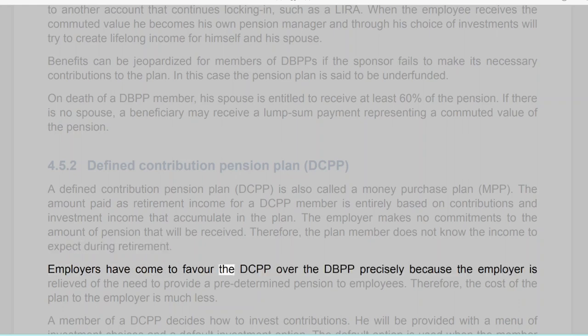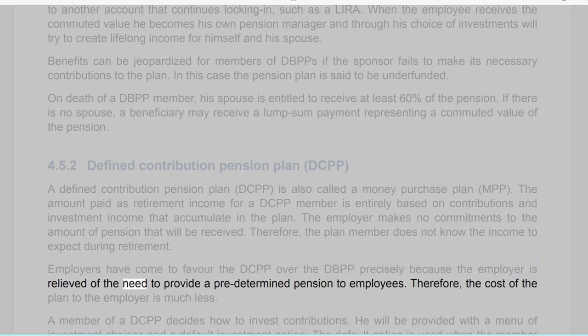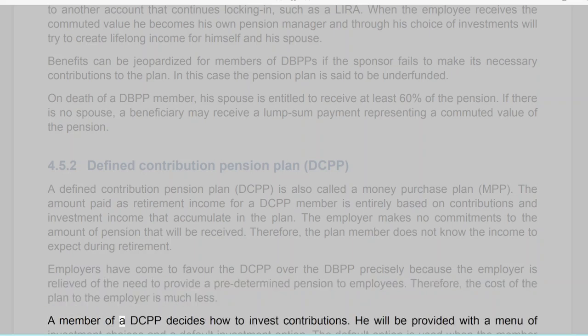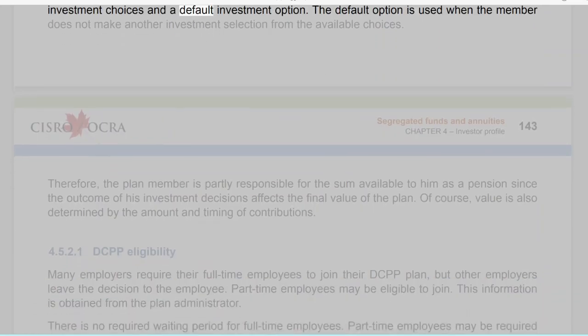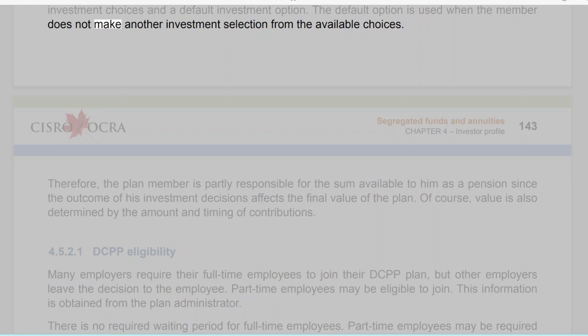Employers have come to favor the DCPP over the DBPP precisely because the employer is relieved of the need to provide a predetermined pension to employees. Therefore, the cost of the plan to the employer is much less. A member of a DCPP decides how to invest contributions. He will be provided with a menu of investment choices and a default investment option. The default option is used when the member does not make another investment selection from the available choices.